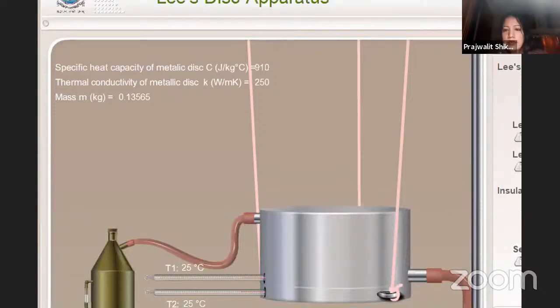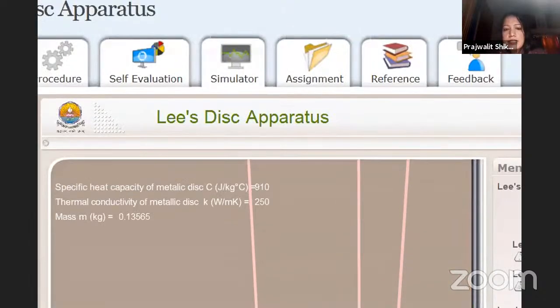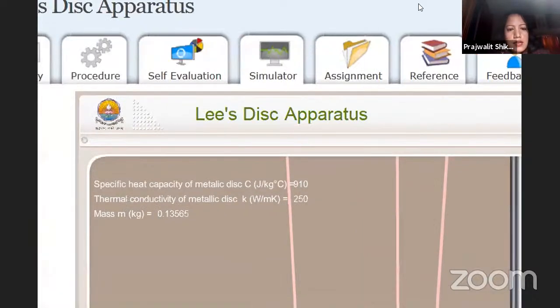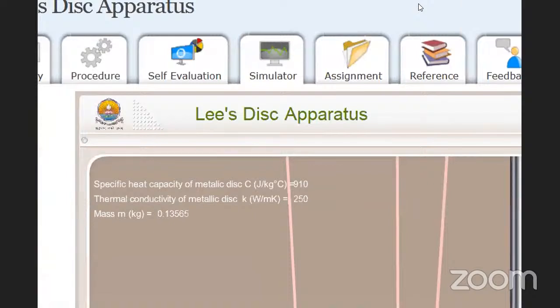So this is your setup. Here is the procedure, as you see. You can click on the theory portion, and you can see it is visible. The theory and procedure are also visible. Then self evaluation is very much zoomed, so the theory part is not visible.